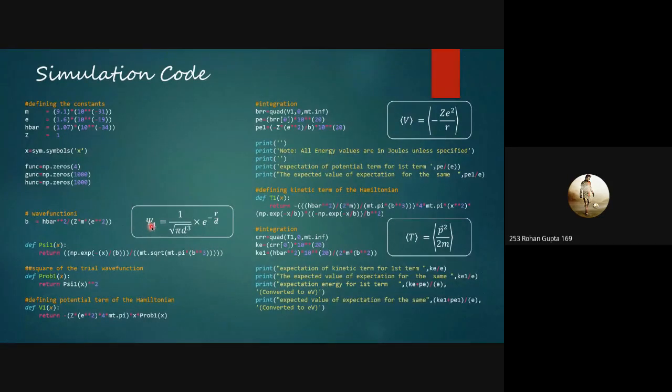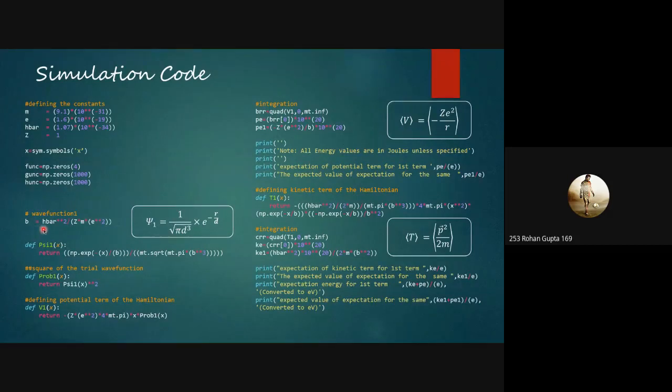So psi1, as was seen earlier, is given by this formula. In the code we represented d by b for some reason, but this b or d is actually the Bohr radius, since we already know that this wave function exactly represents the wave function for the hydrogen atom in the ground state.